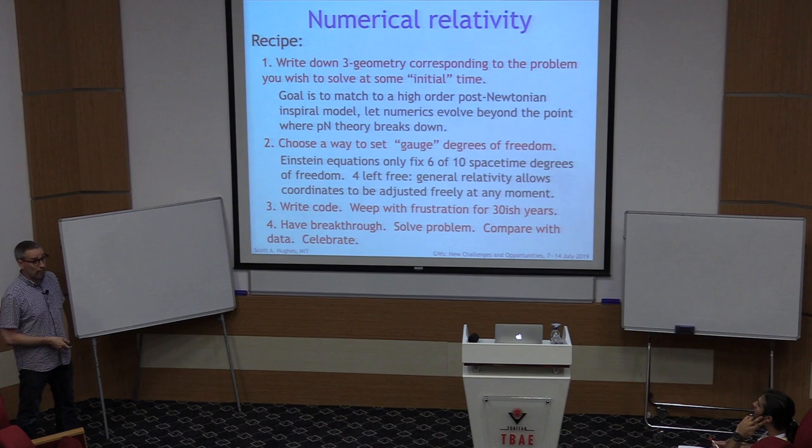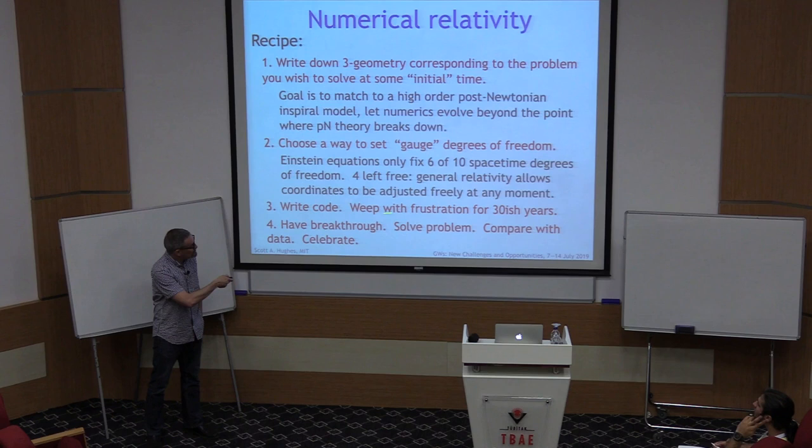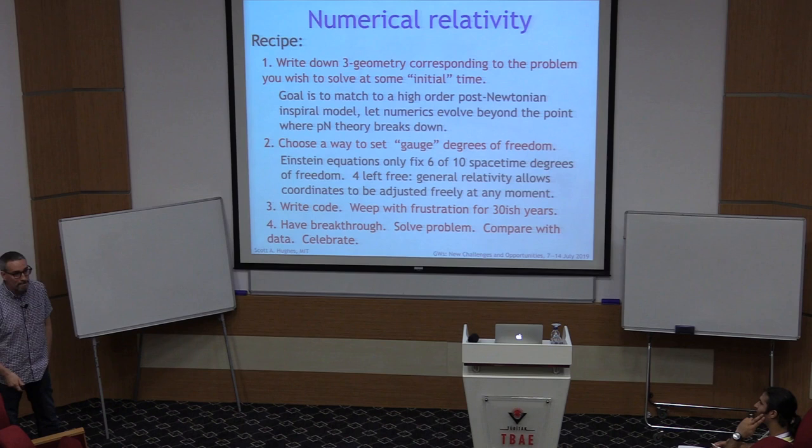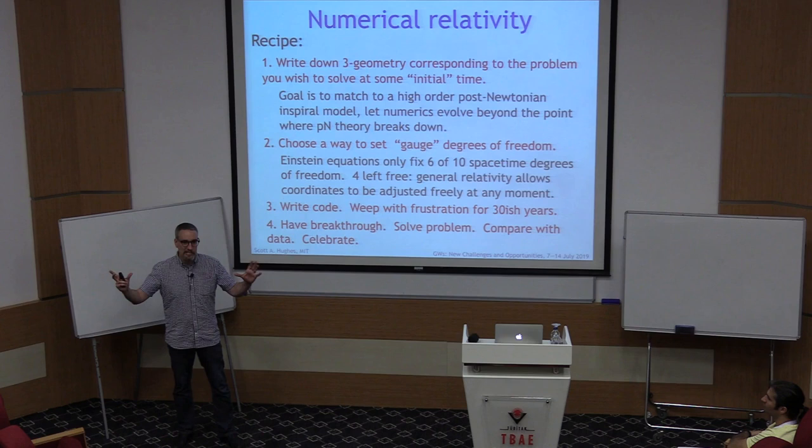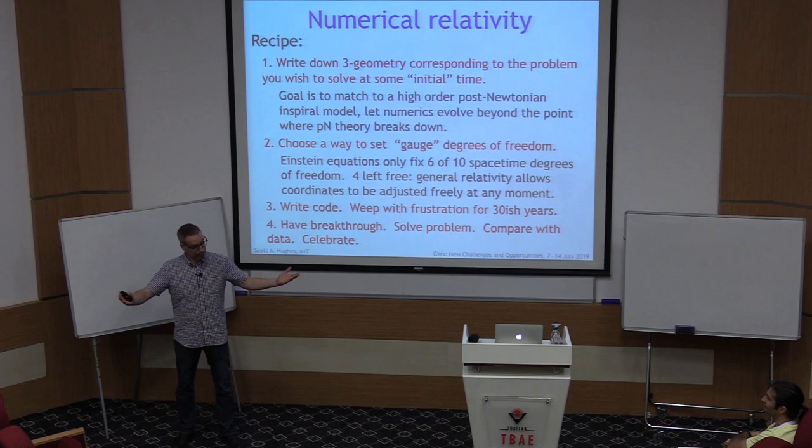Now, what happened in practice was people essentially wept with frustration for about 30 years. When I finished my PhD, that was right around the time that people had finally written code that could stably evolve a single black hole doing nothing. That was actually really hard.